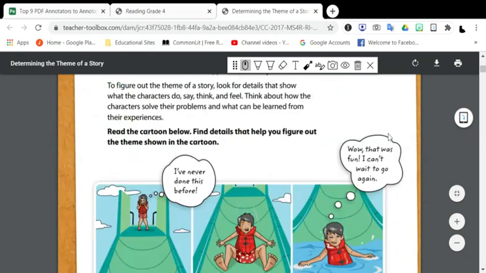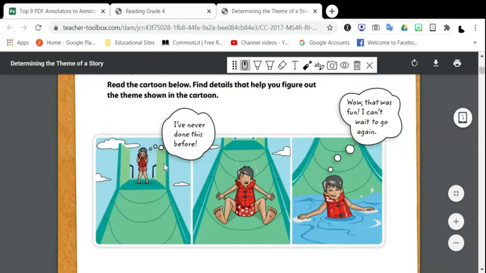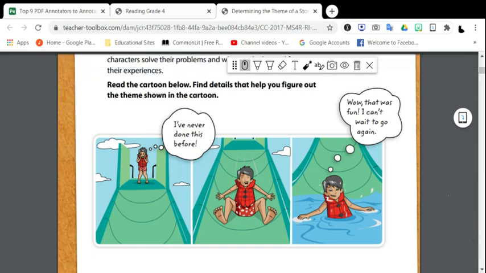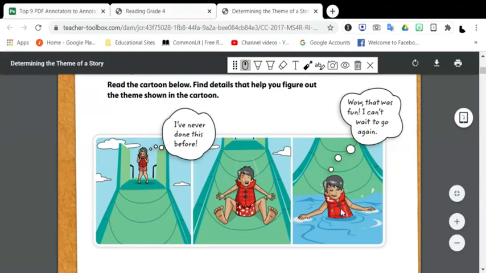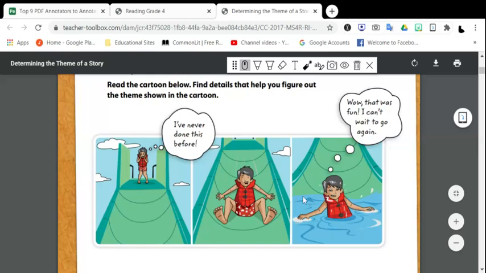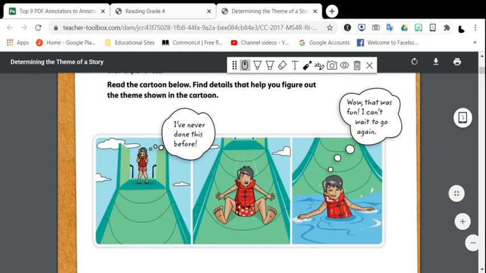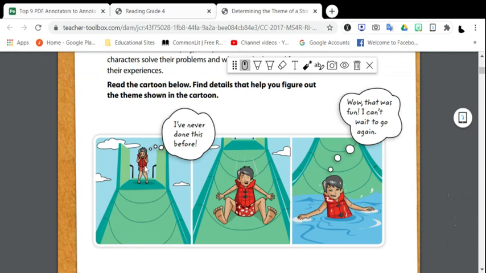All right, let's take a look at the cartoon. A little boy in this cartoon is at the top of a water slide. He's thinking, I've never done this before. He forces himself to slide down, and when he gets to the bottom, he says, wow, that was fun. I can't wait to go again.